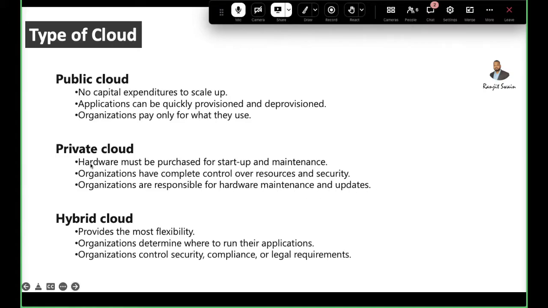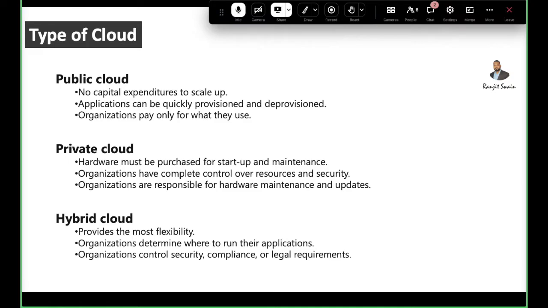So in the case of the public cloud, you don't have to worry about these things. Everything will be provided by the cloud service provider. You only have to use their service. But in the case of a private cloud, you are going to set up the services in your own premises, right? You have to purchase the hardware.